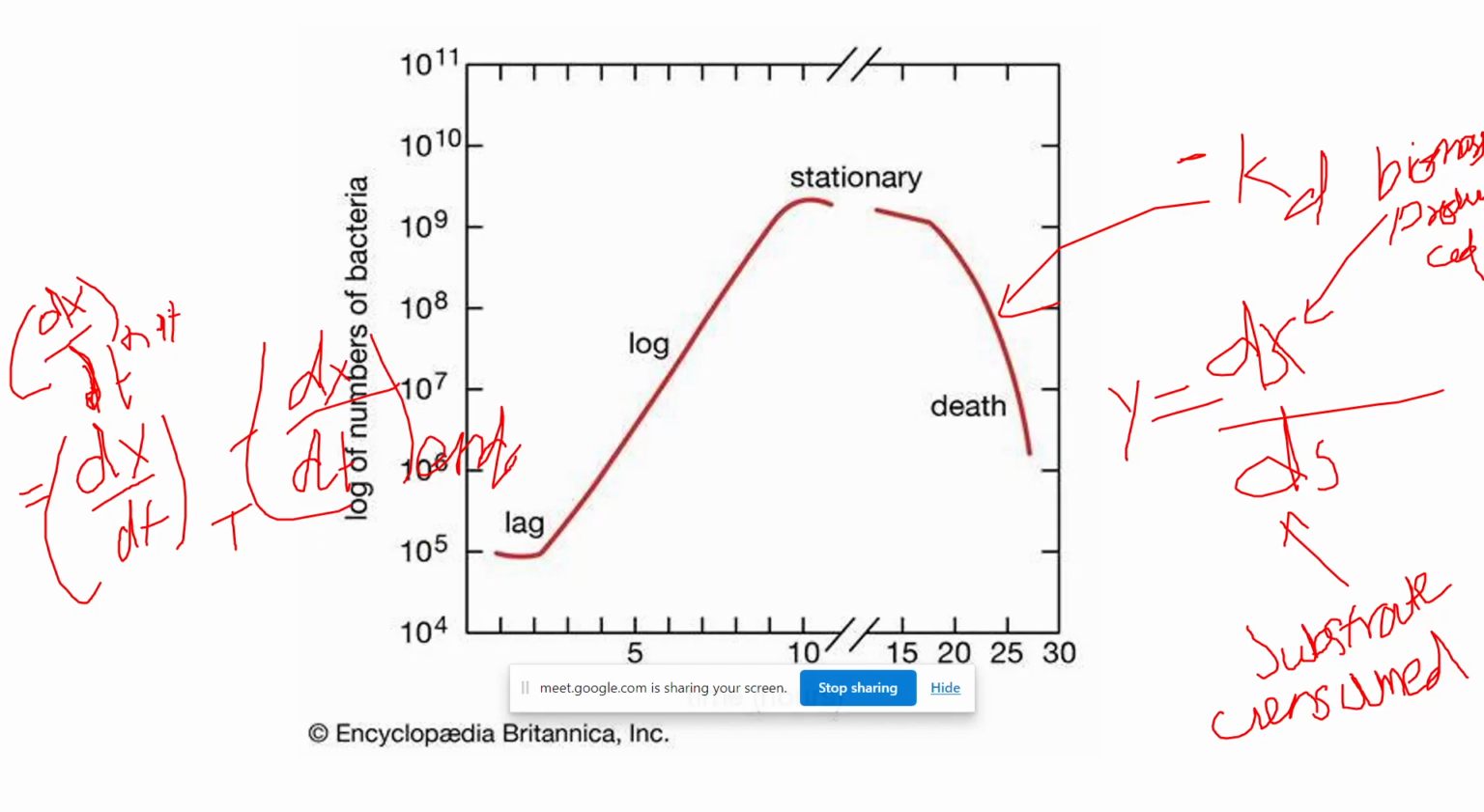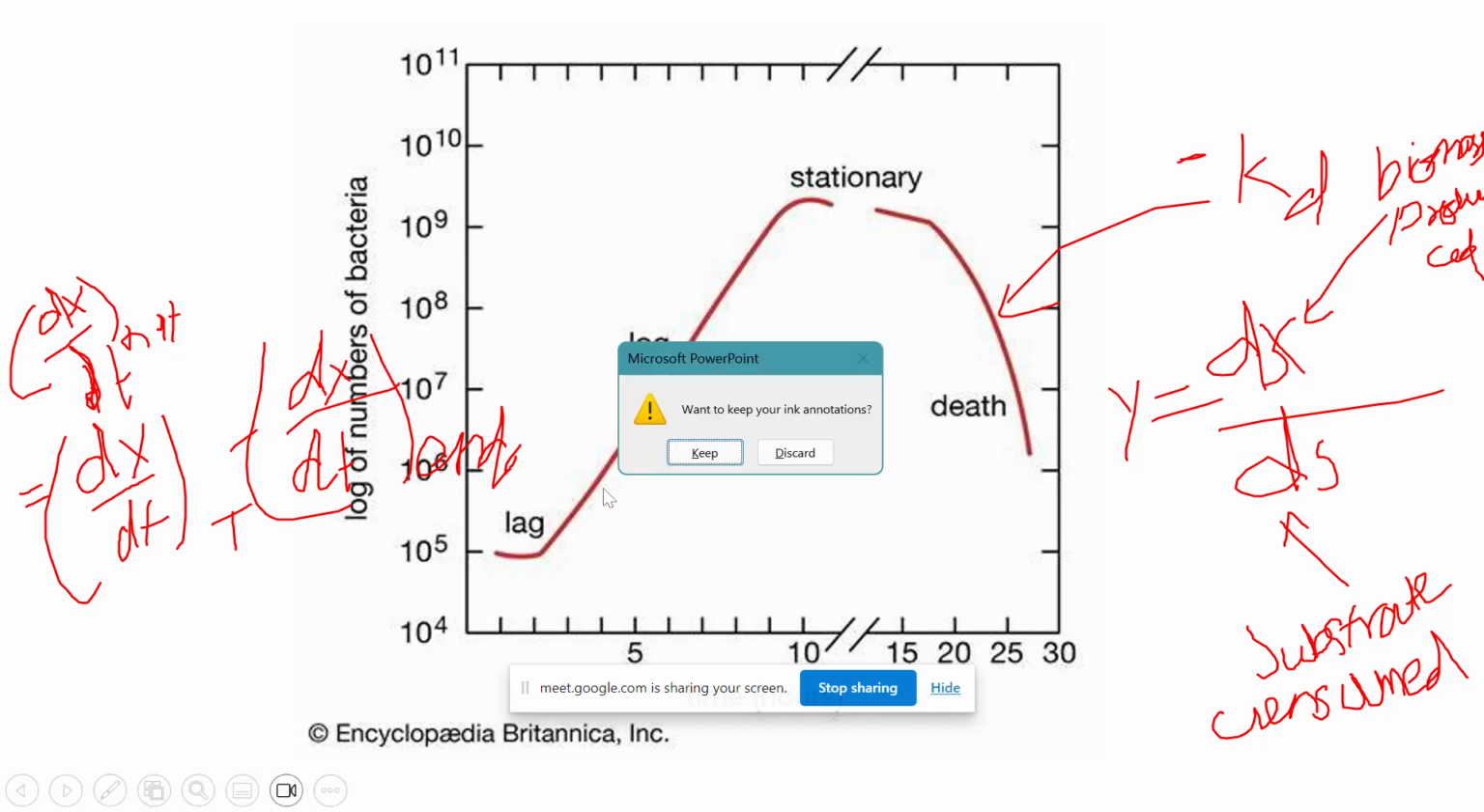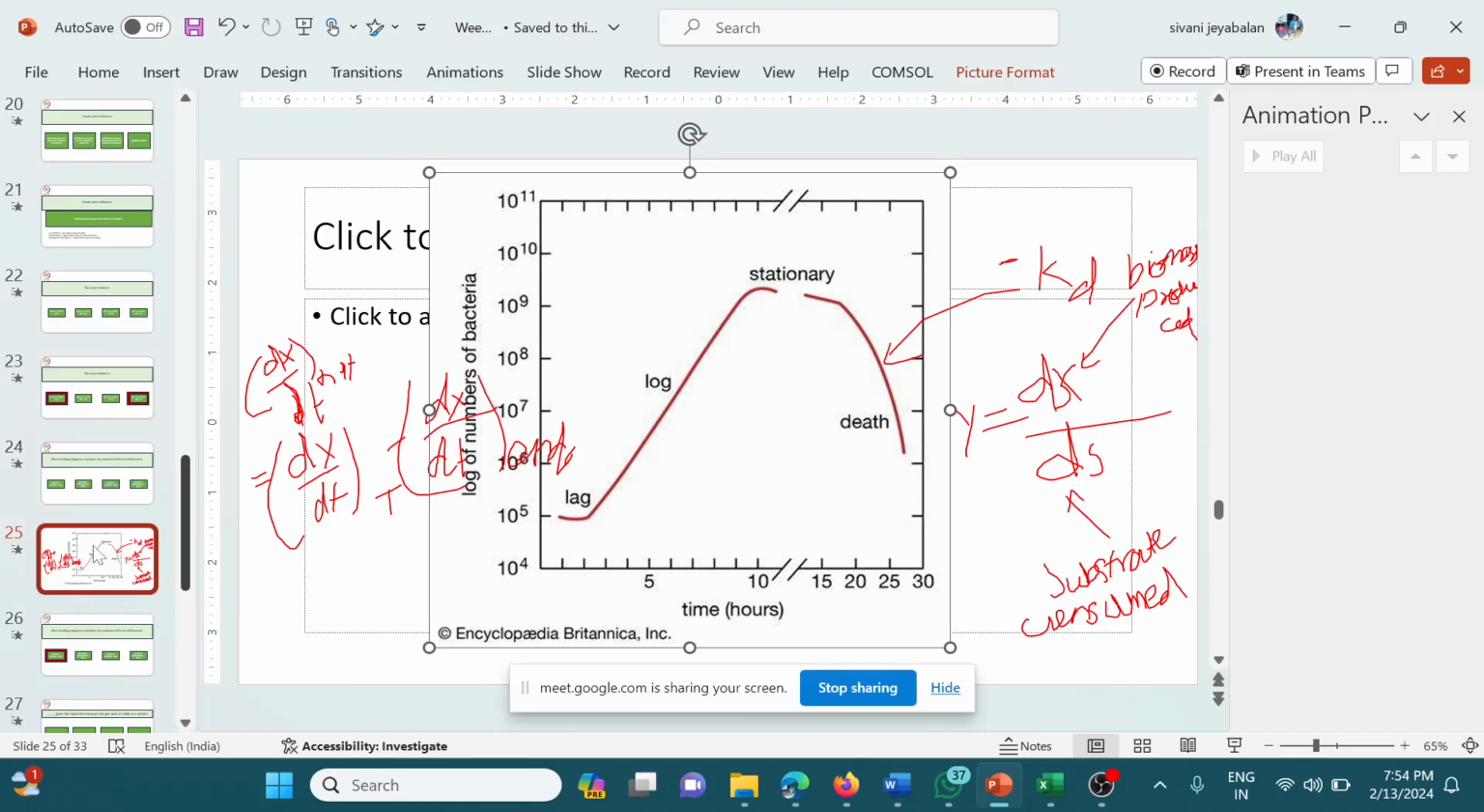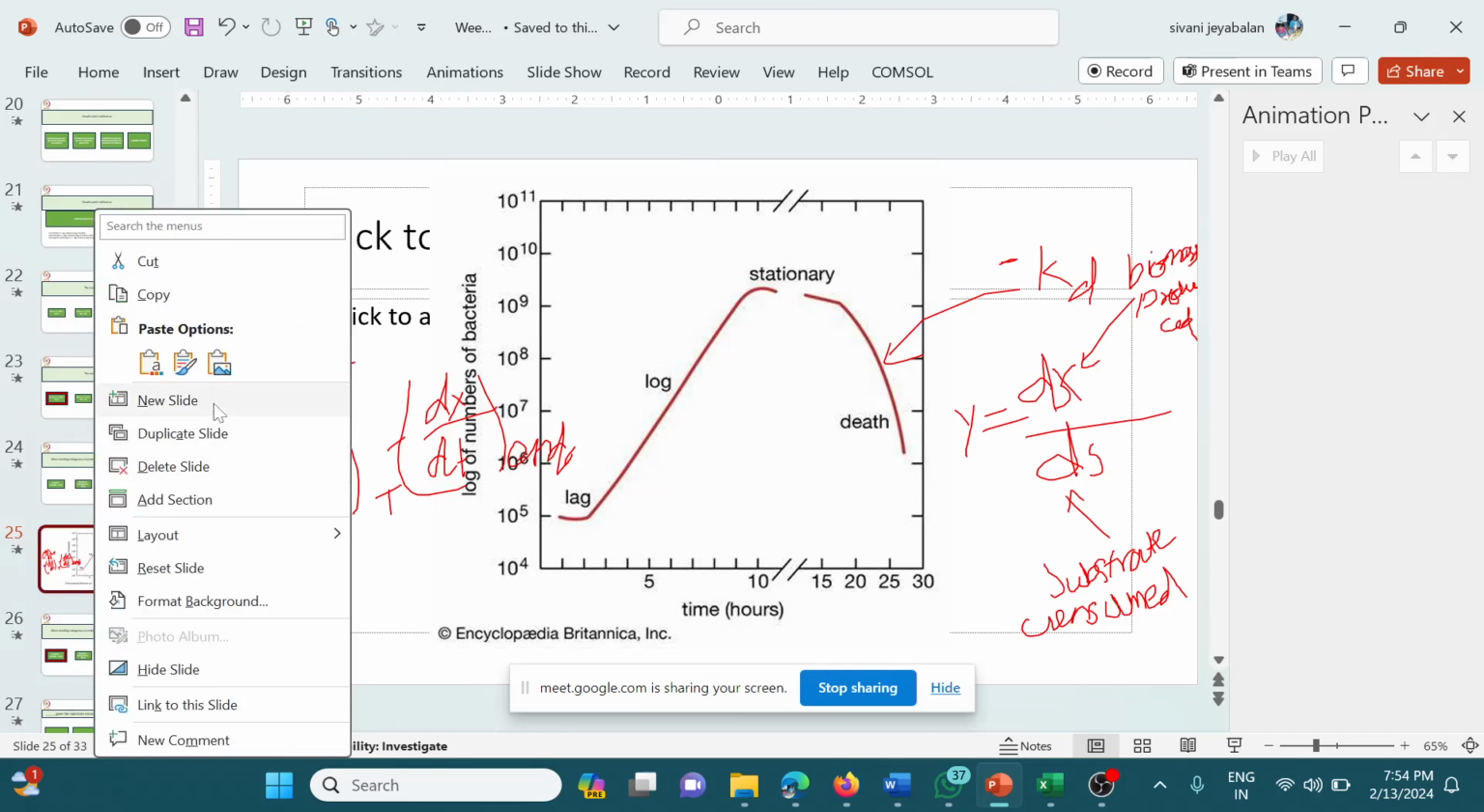So how will you write dx by dt total? Do you have any idea how to write dx by dt total? Okay, fine. Let me explain how to find that also. I'll move to a new slide and then explain.